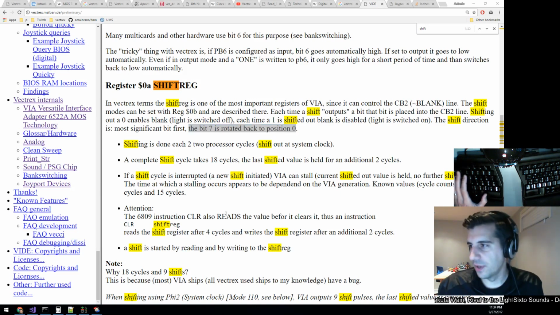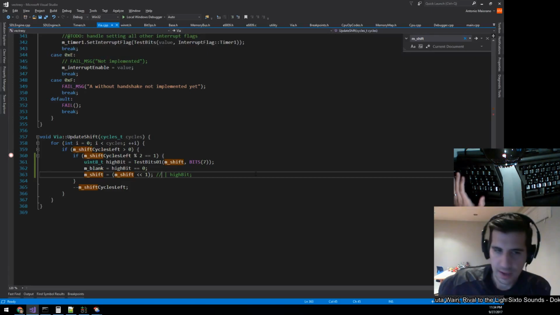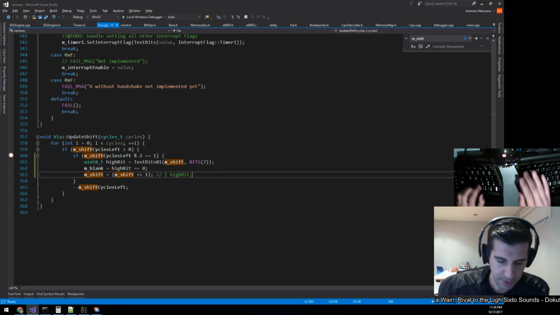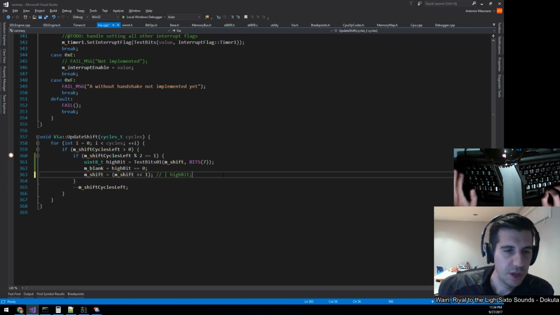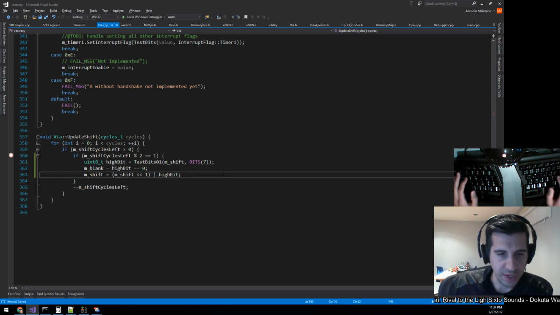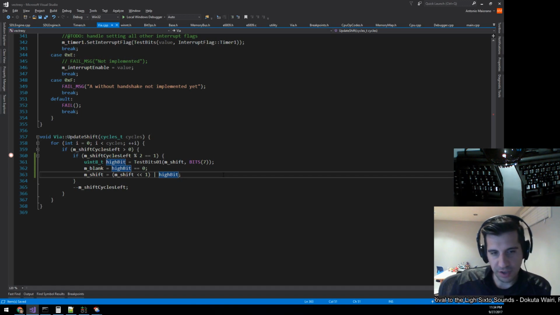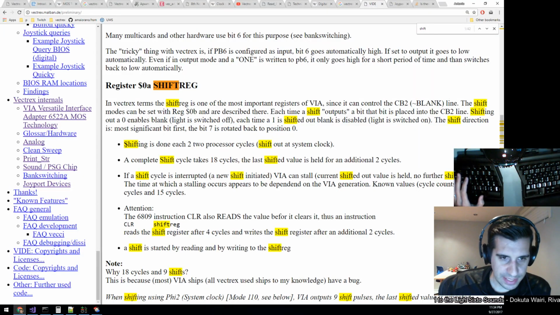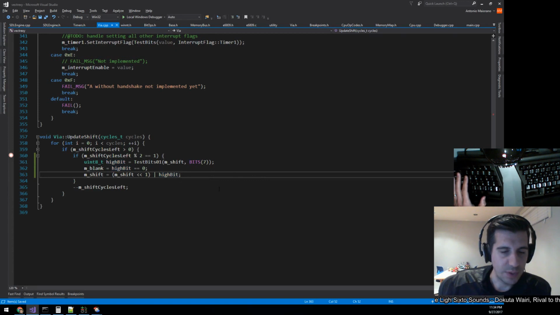Okay. It's a bit of both. We do shift it back in, okay? That's in case you want to read it. That's the correct way to do it. Why it's working for us partially, but not fully, like it's not working for text, is because I haven't done this, where the last value is held for an additional 2 cycles. That's what I really need to do.